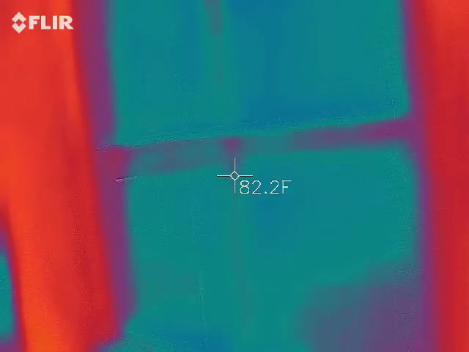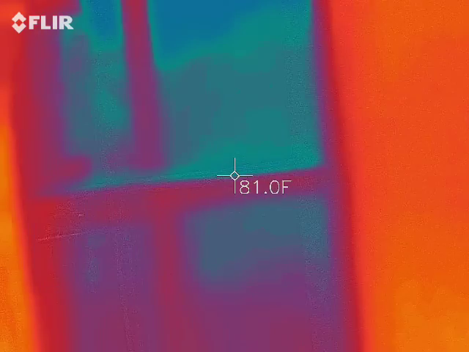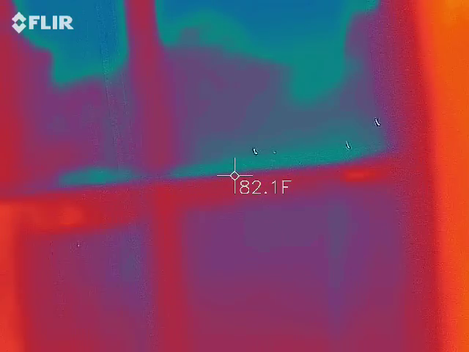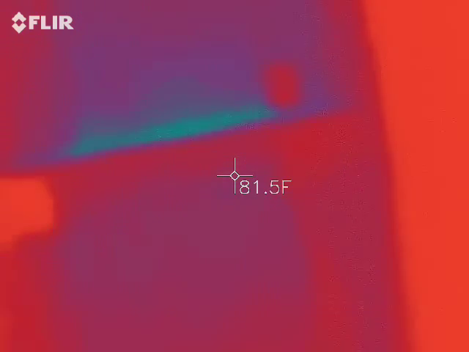Now, as far as Big John and the bullet hole and whatnot, I did get some EMFs. You have to remember that thermal imaging cannot go through glass.